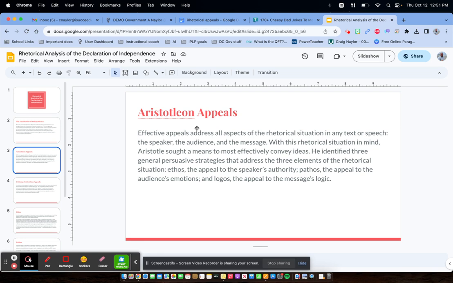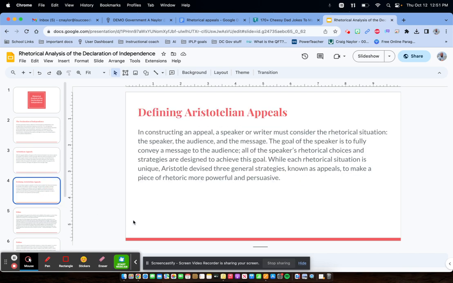Okay, with this rhetorical situation in mind, Aristotle sought a means to most effectively convey ideas, and he identified three general persuasive strategies that address the three elements of the rhetorical situation: ethos, which is appeal to the speaker's authority, meaning what they know and the experience they have; pathos is appeal to the audience's emotion, so not the speaker, but the emotions of who the speaker is writing to; and then logos is appeal to the message itself and the logic within the message. So those are the three things, and they appeal to three different parts of the presentation.